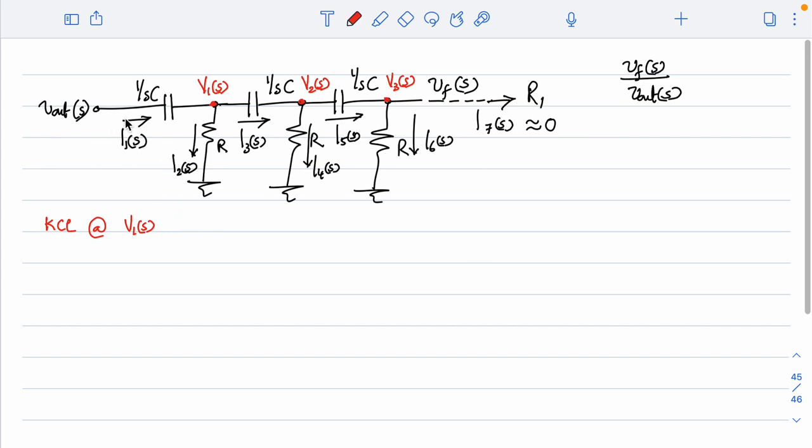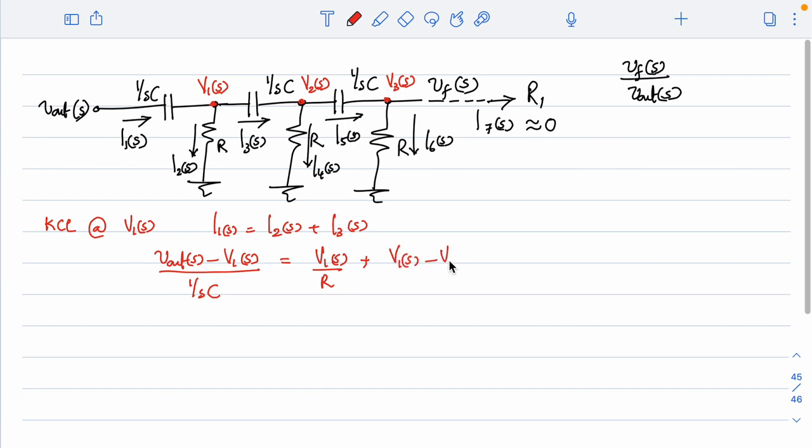We write KCL at V1 of S at this node. How can I write the current? The incoming current is I1 of S, which is equal to these two currents. So I1 of S can be written as the sum of I2 and I3. Now, how will I write in terms of voltages? V out of S minus V1 of S, which is I1, divided by, it is not resistance, we can just put R, now what I have is 1 by SC, is equal to, what is I2? Current I2 is nothing but V1 of S by R, plus what is I3? I3 is this current, so I should write it in terms of V1 of S minus V2 of S divided by 1 by SC, right? This is how I can write.